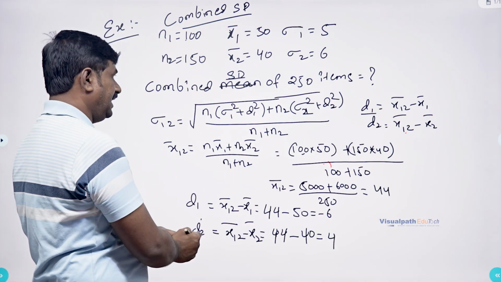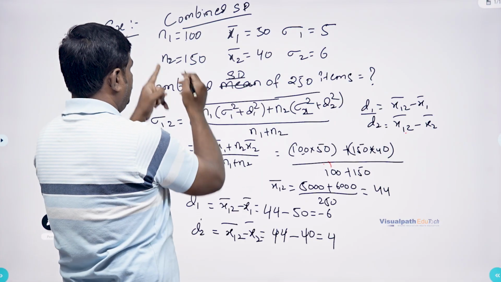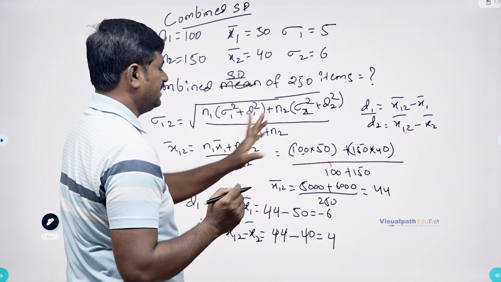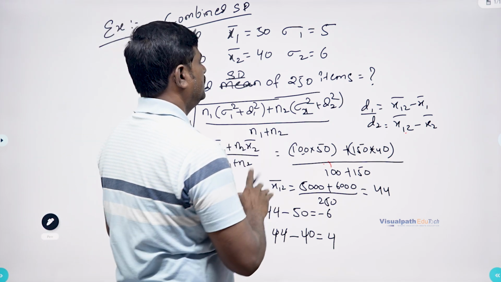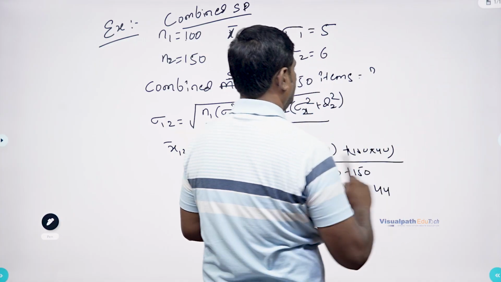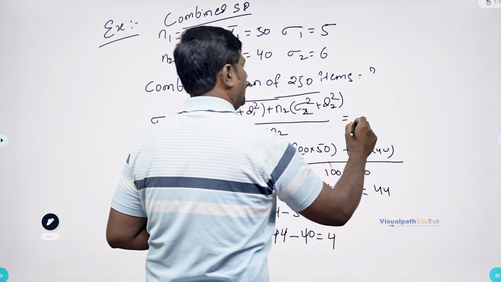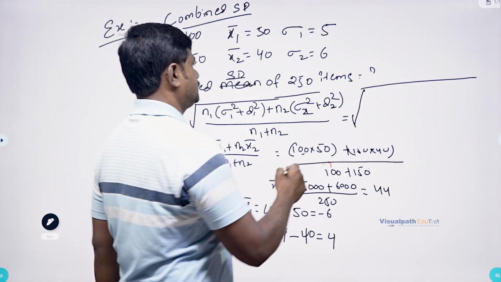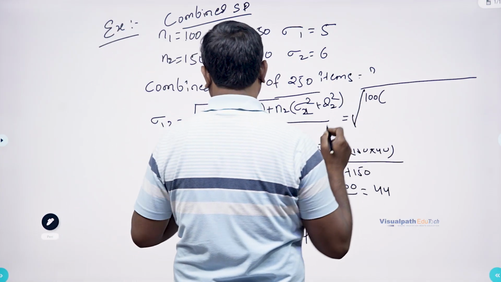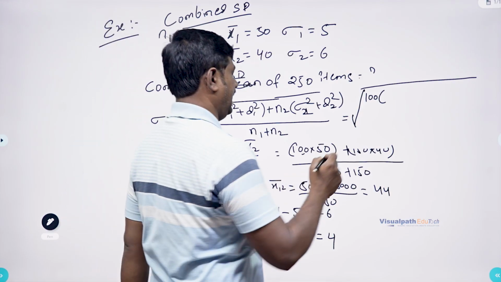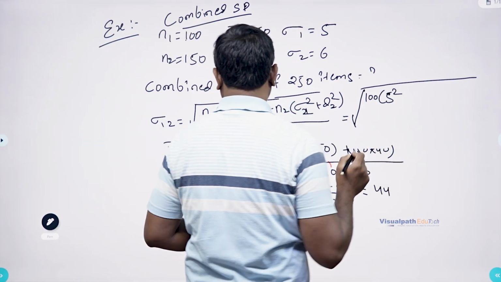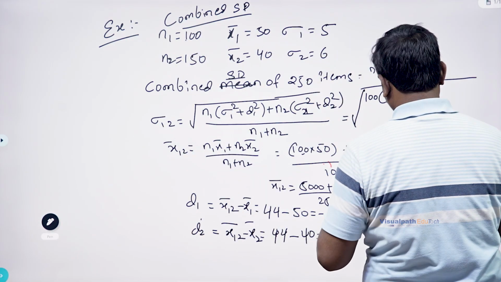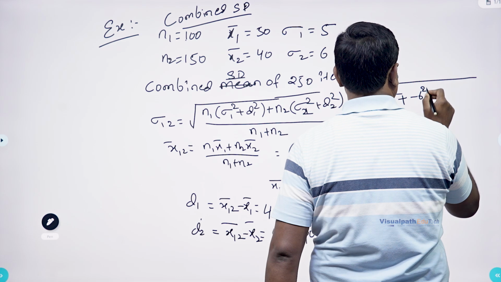Now we have d1, d2, sigma 1, sigma 2, n1 and n2, so we can directly substitute these values into the formula. We get the square root of n1, which is 100, into sigma 1 square, that is 5 square, plus d1 square, that is minus 6 square.